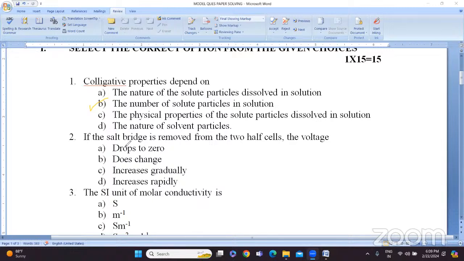This comes from electrochemistry. We have seen galvanic cells, electrolytic cells, and what a half cell is. These are things you have already discussed in your colleges as well as in our class. Now, what is this salt bridge? It helps in the movement of ions. If this salt bridge is removed from the two half cells, what will happen to the voltage, students?